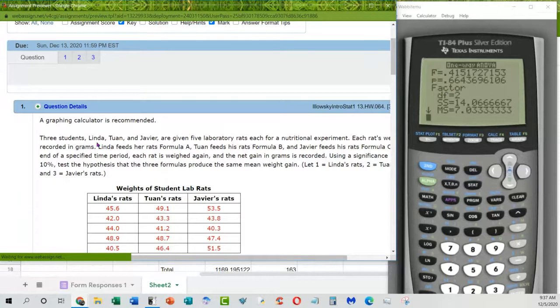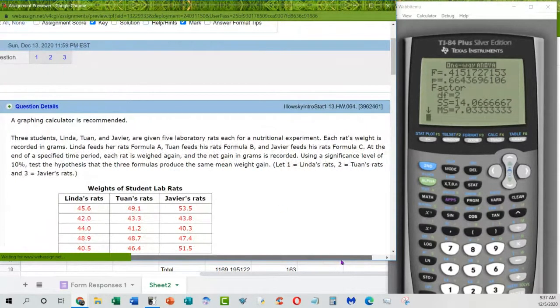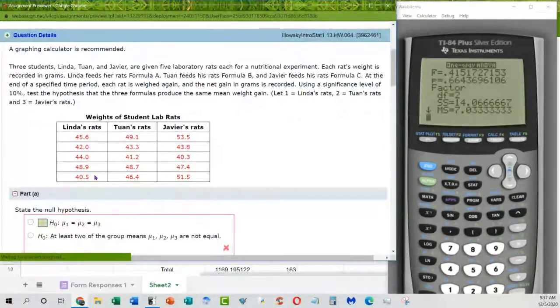All right, so three students, Linda, Duan, and Javier, are given some rats and some stuff to feed them. They've been given the same amount of rats, and at least in this one they're in the same order, so that's a good thing. Now they just want to see how much weight they've gained, depending upon the three formulas that they've been given. So they just have to put this data in.